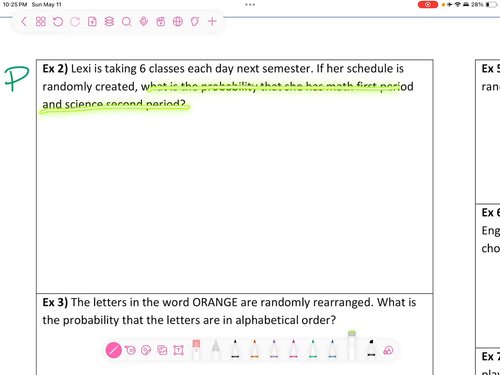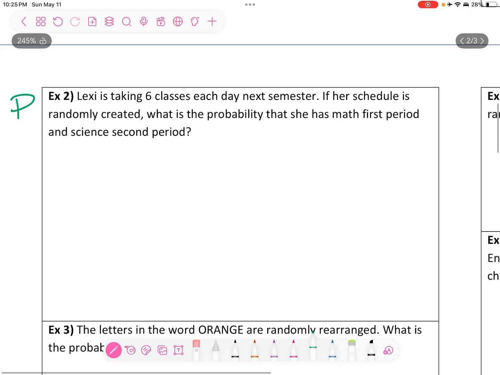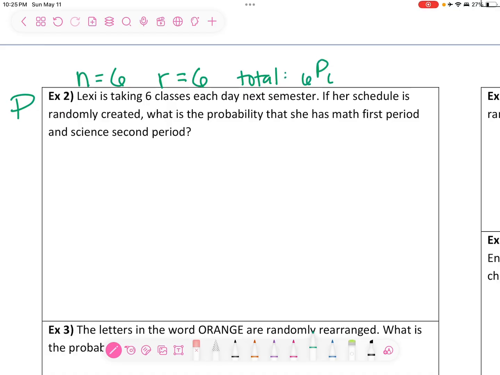Let's figure out what N and R are. Okay, so N is the total number of options. How many classes is she taking, right? So there's 6 classes. What about R? Does she have to choose all 6 classes or can she choose less? Well, based on what it's saying, she's taking 6 of them. So she has to choose all 6 classes. She has to fill that schedule, right? This isn't like a senior in high school who can have open periods. This is a person filling the entire schedule with 6 classes. So N is 6 and R is 6. So for the total, we're looking at 6 permutation 6.